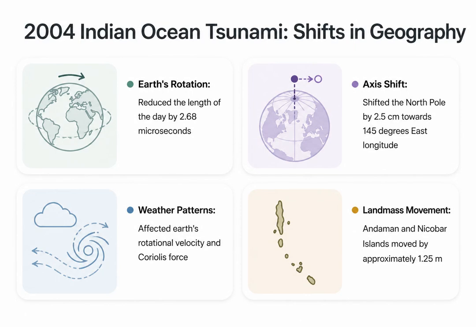The sheer energy released by the 2004 earthquake and tsunami was so immense that it actually altered the geography of our planet. The violent shift in tectonic plates reduced the length of a day on Earth by 2.68 microseconds and shifted the North Pole by 2.5 centimeters. This slight change in the Earth's rotational velocity even impacted the Coriolis force, which plays a role in global weather patterns. Locally, the Andaman and Nicobar Islands were physically moved by about 1.25 meters.